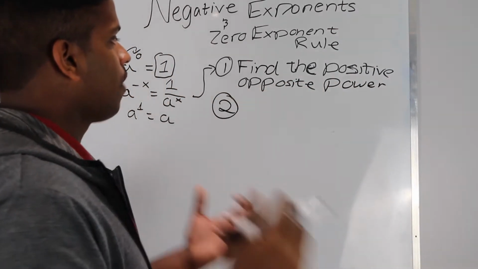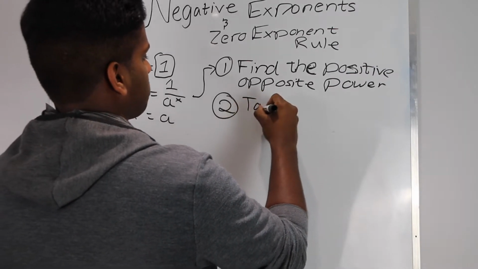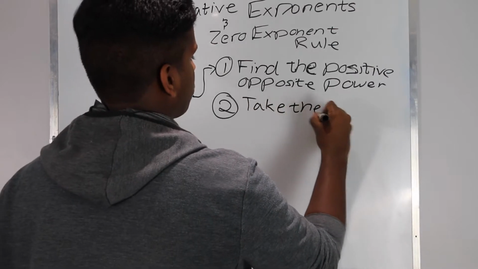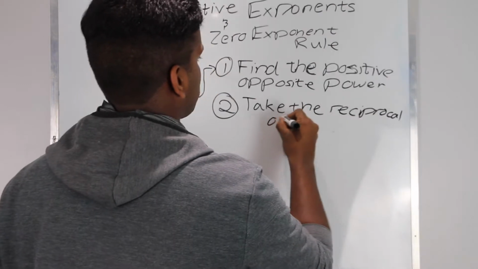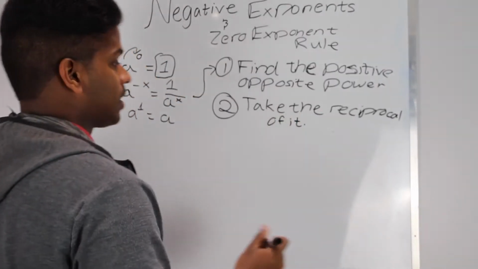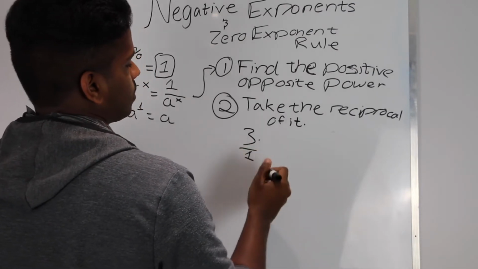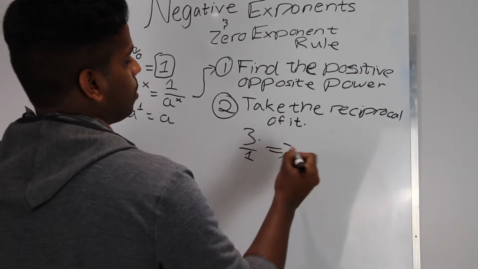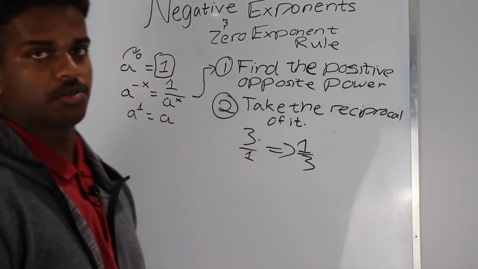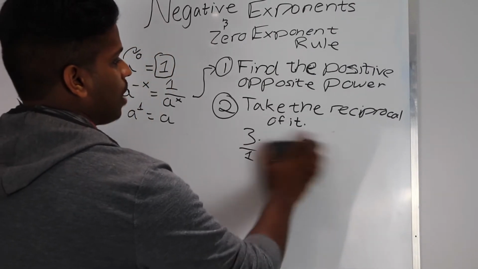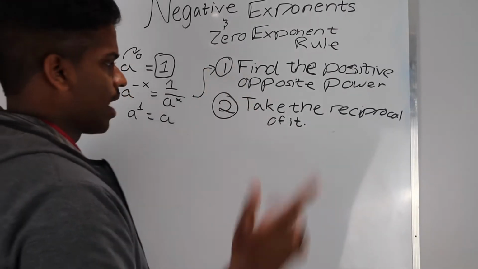You find the positive opposite power, and then you just take the reciprocal of it. If you remember from dividing fractions, reciprocal means the numerator and denominator flip. So if you take the reciprocal of 3, which is 3 over 1, it becomes 1/3. That's what reciprocal is, if you haven't heard of it before. But I've already explained it in the dividing fractions video as well.